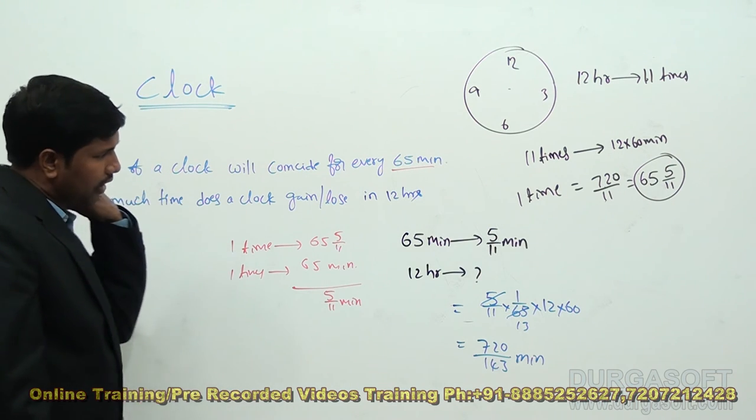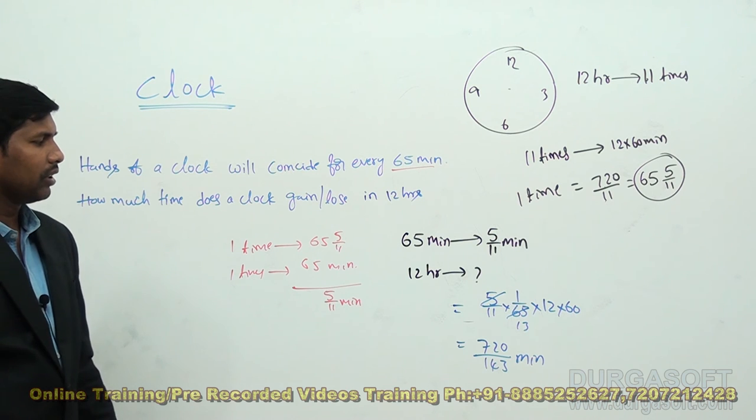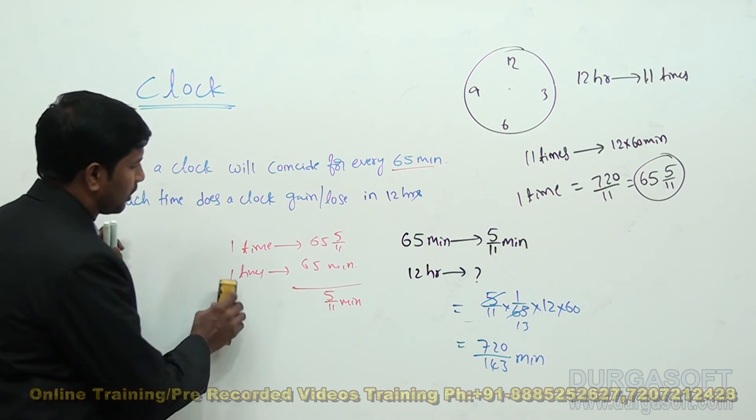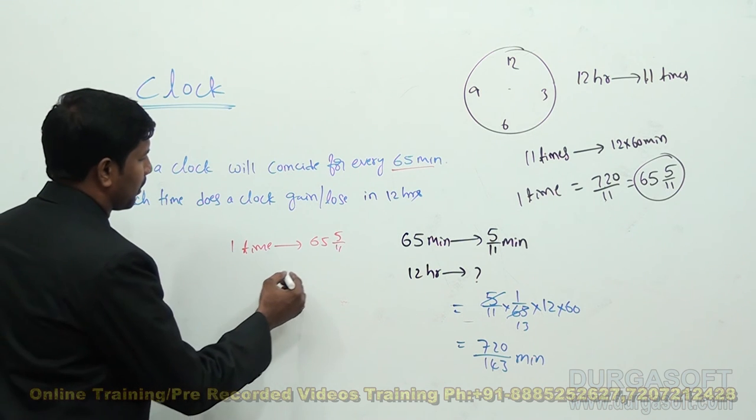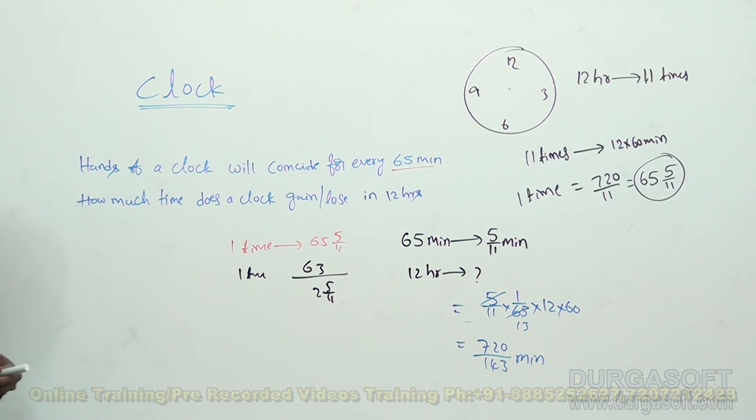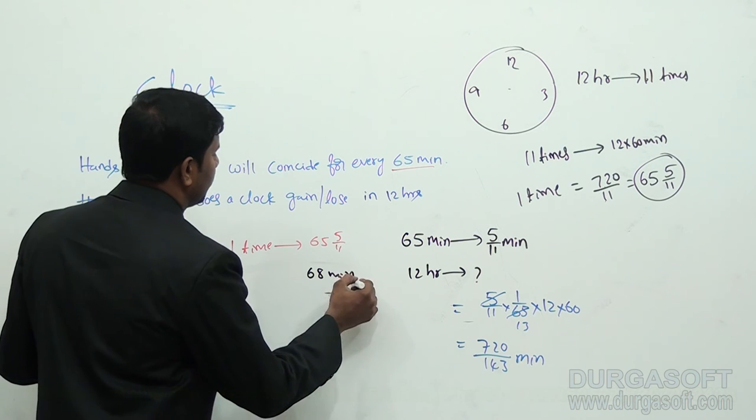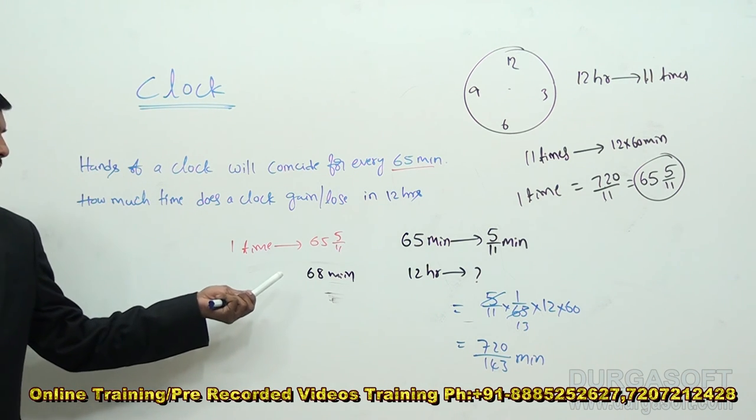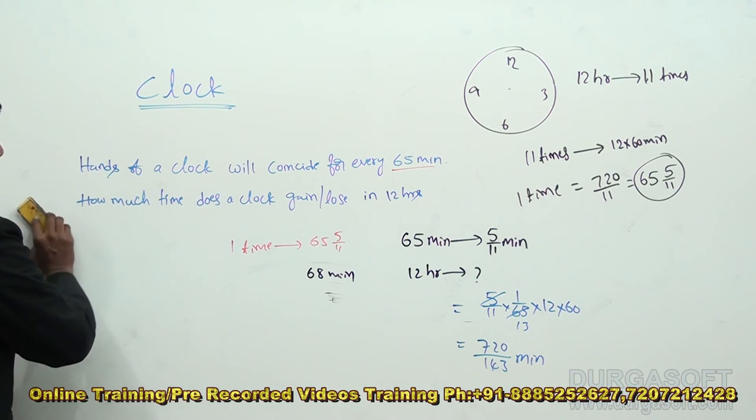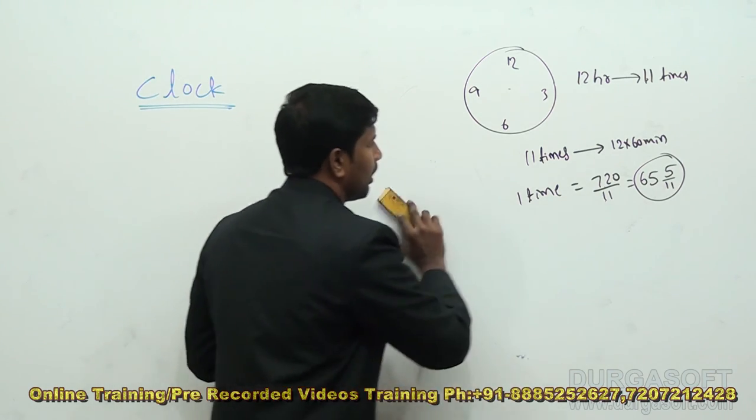Suppose if I ask in a day, we should multiply with 24 hours. Here 1 hour means 60 minutes, so 24 into that will give the required values. So this is how we can find it. Instead of 65 minutes, if I say they are meeting for every 63 minutes, here 2 5/11 minutes is the time it loses. Suppose instead, if they are meeting for every 68 minutes, in this case the clock will gain time. The time it is gaining is equal to 68 minus 65 5/11. So in this way we can calculate the time gained or lost by the clock.